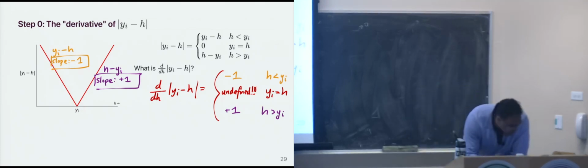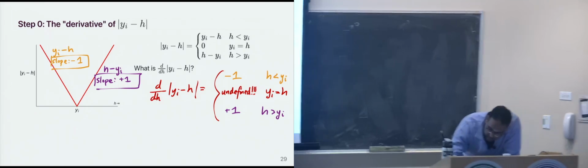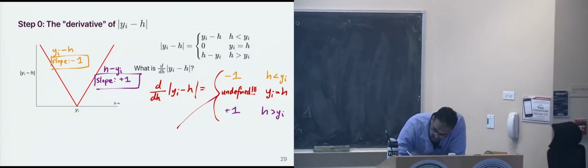If instead there was some sort of smooth transition like this, but then like a smooth version at the bottom, then the derivative would be defined. But that's not how it's working here, and so the derivative is not defined. But fortunately, we can ignore this for now.